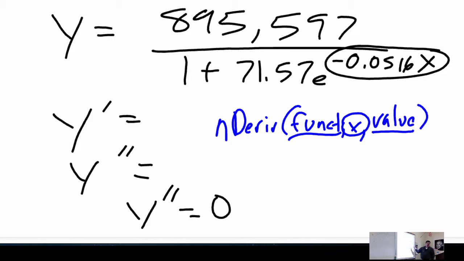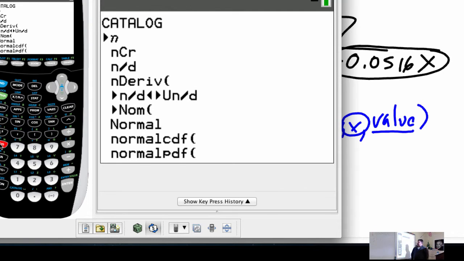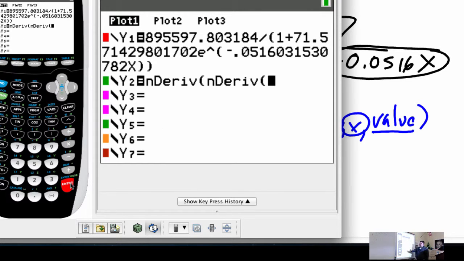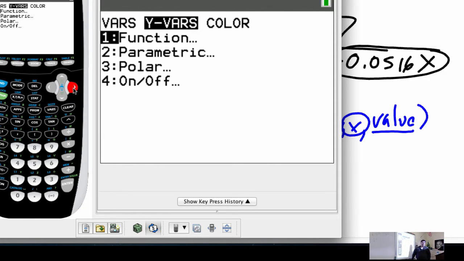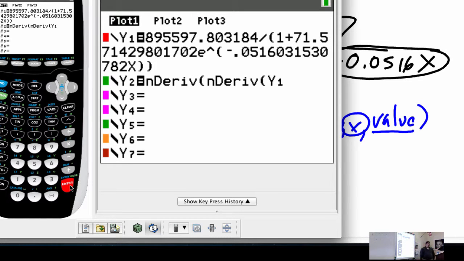Well, that's good enough. So I want to take the derivative of a derivative, but I want to graph it. So here's how you do that. I'm going to hit N derive again, so I'm going to hit second catalog, hit the log button because the letter N is there, and then go down to N derive. So I'm taking the derivative of a derivative. Well, what am I taking the derivative of? Y1. So now I have to hit vars, go to y vars, okay? Then I hit enter, I have to hit function, and then I hit y1. Is that in there? Yes. So I'm taking the derivative of y1 with respect to x. So I hit comma x.